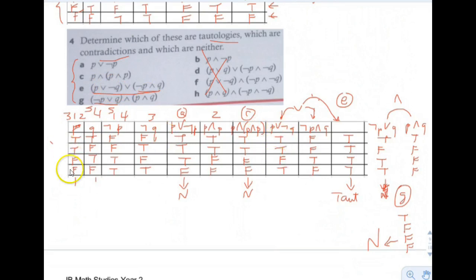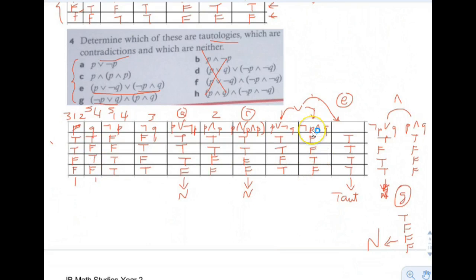So that would be this column and this column. And when we OR those together, we get true, true, false, true. And then to AND together not P and Q, we're going to AND together these two columns. So true, false is false, false, false is false, true, true is true, false, true is false.